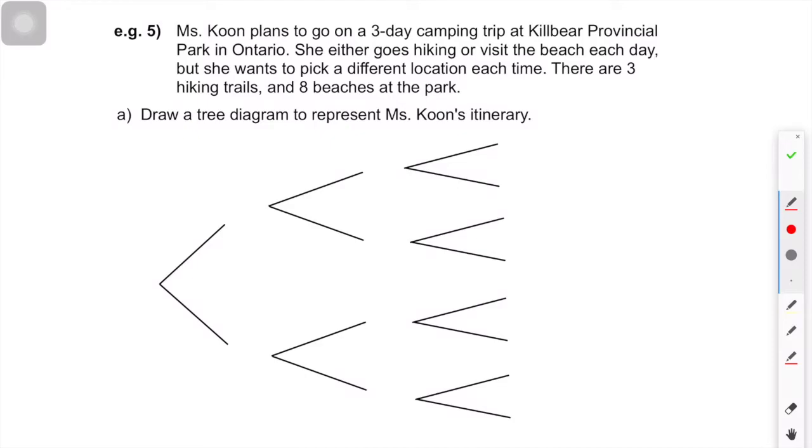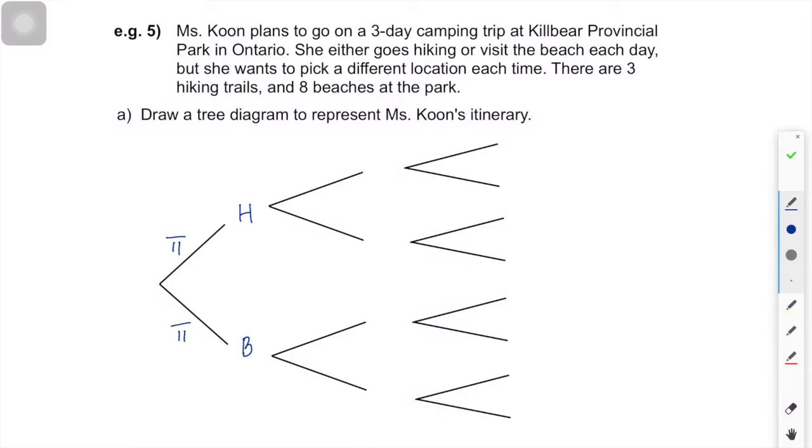Here is number 5. Ms. Kuhn plans to go on a 3-day camping trip at Kildare Provincial Park in Ontario. She either goes hiking or visits a beach each day, but she wants to pick a different location each time. There are 3 hiking trails and 8 beaches at the park. Draw a tree diagram to represent Ms. Kuhn's itinerary. It's not too bad. Hiking or go to the beach. What have we got here? We have how many choices? 8 plus 3, 11 choices.